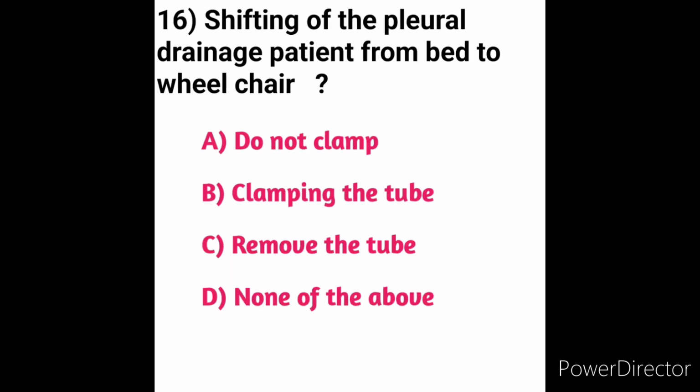Shifting a pleural drainage patient from the bed to a wheelchair, what do we have to do? Here the client has pleural drainage, and we are shifting the patient from bed to wheelchair. What do we have to do here? Option A, do not clamp. Option B, clamping the tube. Option C, remove the tube. Option D, none of the above.